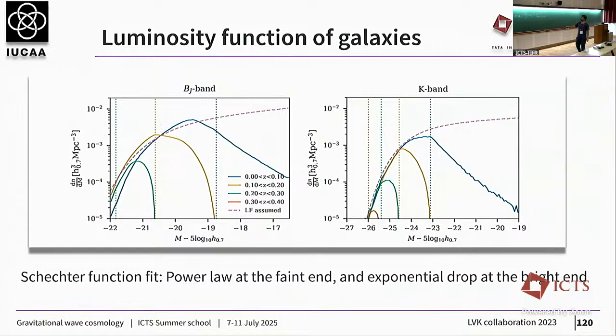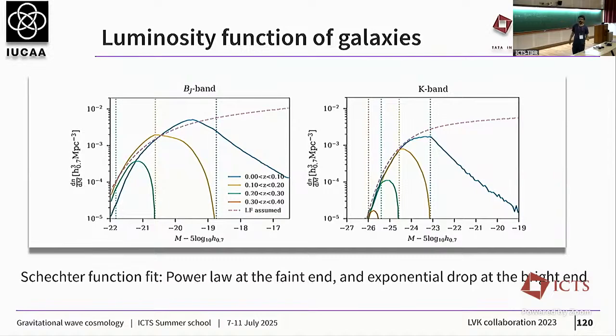Okay, so what do these luminosity functions look like? This is dN by dM, where M is the magnitude again. This is in one of these bands, the BJ band. This is in the K band. And you can see what the luminosity function looks like.